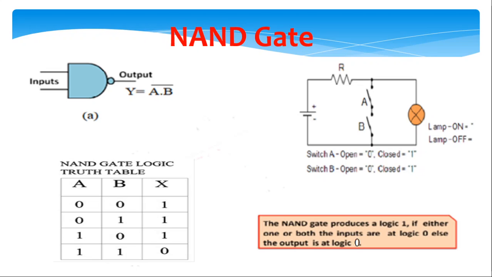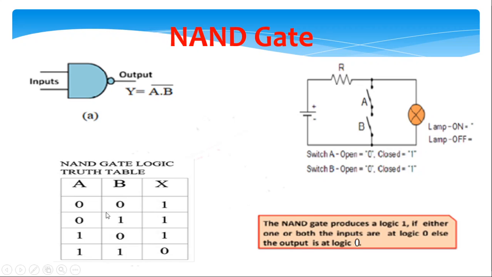NAND gate produces low output when both the inputs are at high level. That means the lamp is off when both the switches are closed. The operation of NAND gate is shown in truth table.